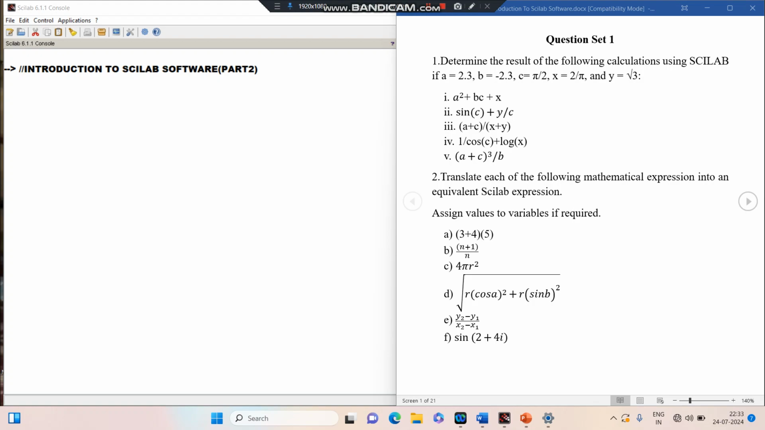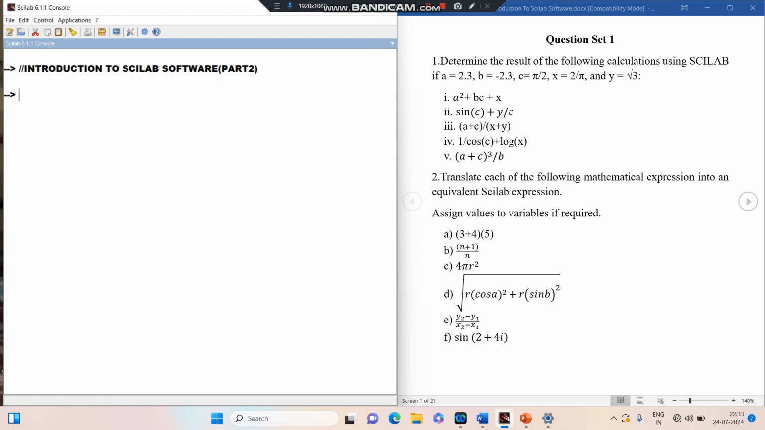This is video part 2. In the previous session we have seen how to use Scilab as a calculator, and we have seen some basic commands or the basic syntax for using the mathematical operations. Now in this video we have the question set 1 which we are going to solve. In the first question it is said that determine the result of the following calculations using Scilab.